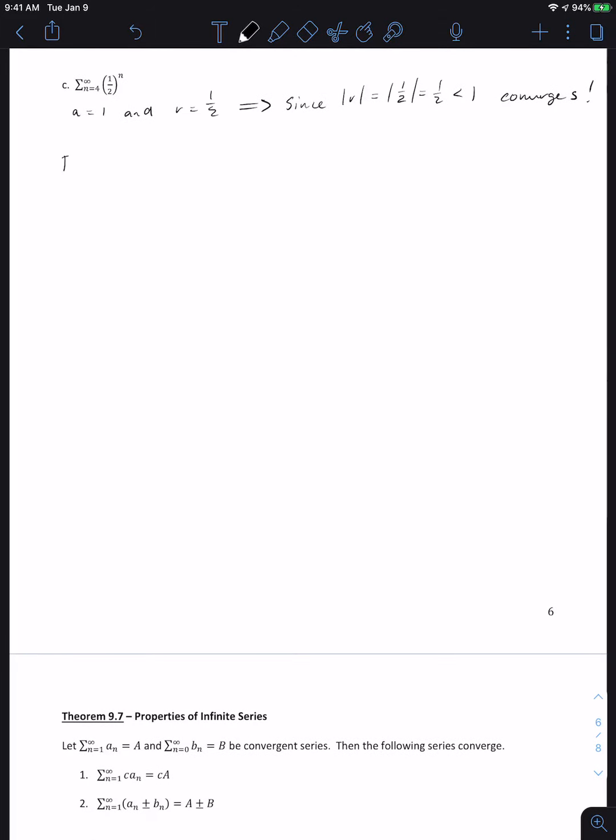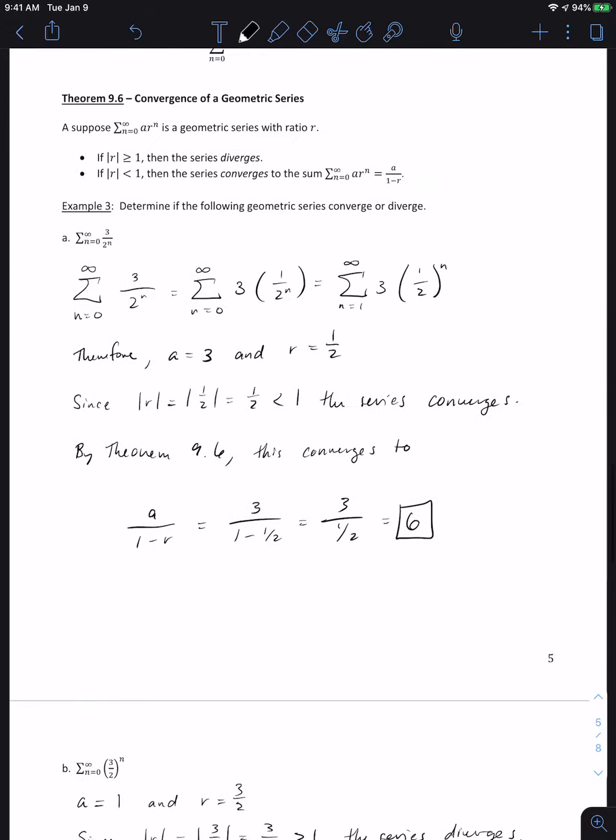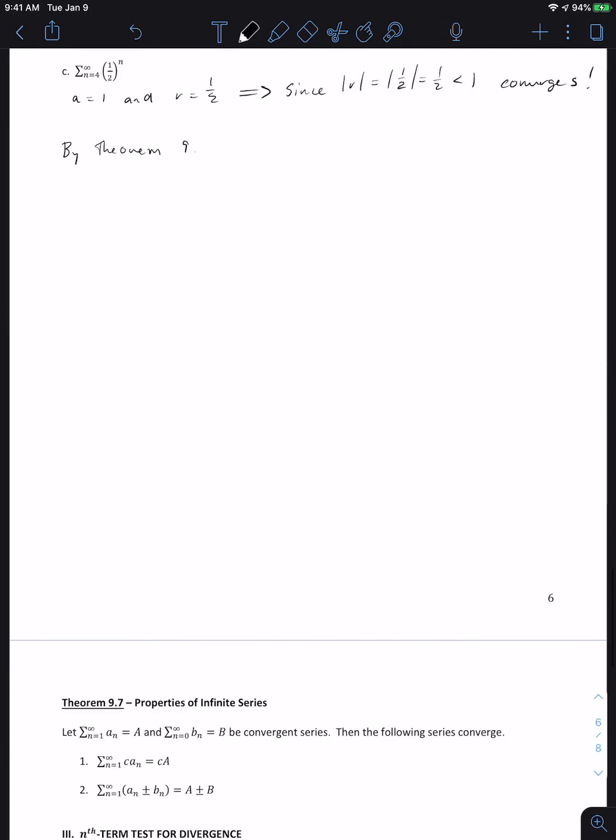So what do we know? We know by theorem 9.6 that this sum from n equals 0 to infinity of 1/2 to the n is equal to 1 over 1 minus r, which r in this case is 1/2. So 1 over 1 minus 1/2 is 1 over 1/2, so 2. Right? But again, our series doesn't start at n equals 0. It starts at n equals 4.